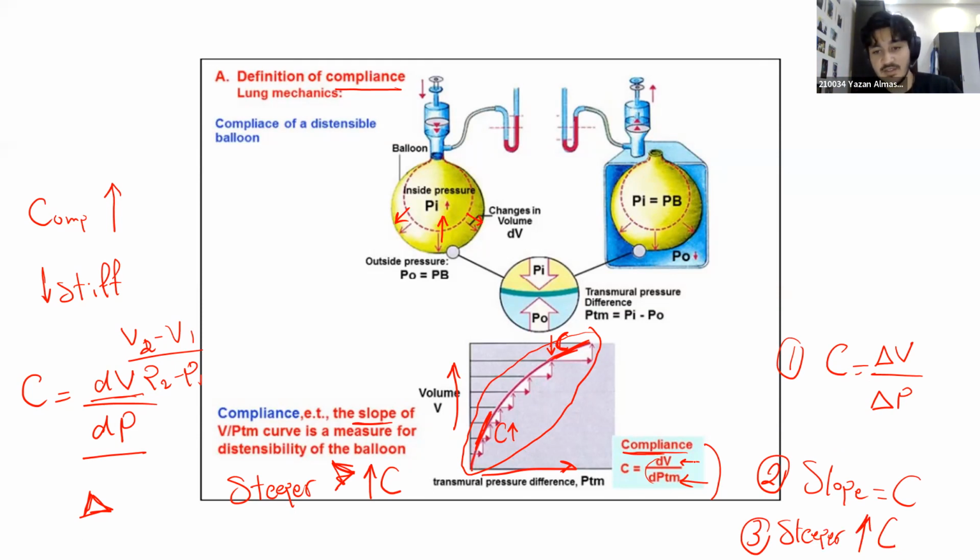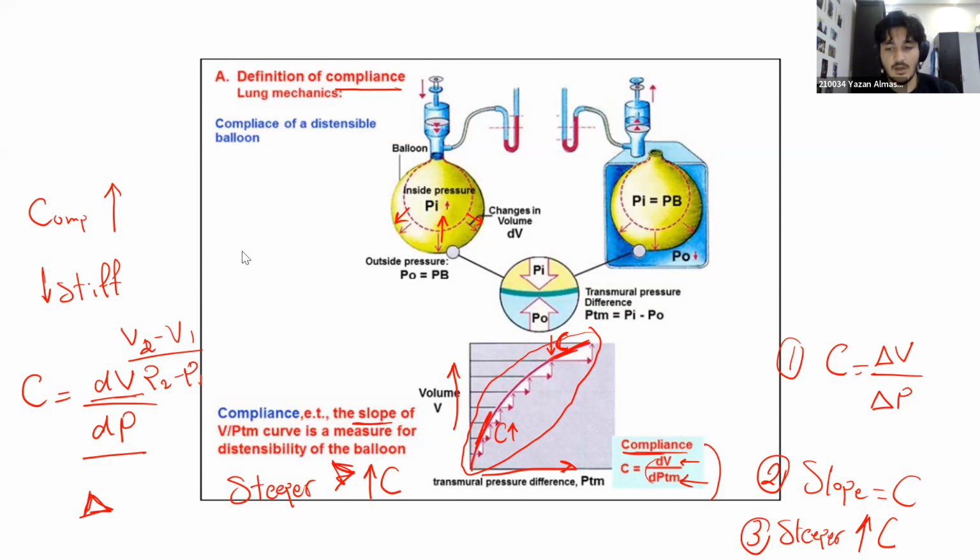And what did we say compliance is? It's how easily the lung is expanding, okay? And yani, the more compliant, the less stiff it is, okay? Does that make sense? So I can move on to the next, because we're going to be talking about compliance throughout the whole lecture. If you don't get it, it's fine. Let me know from now.